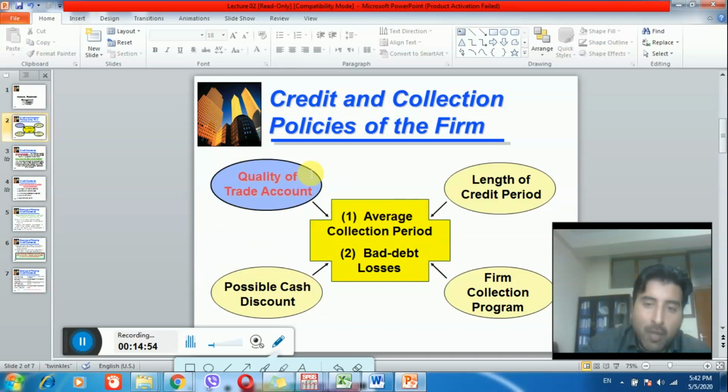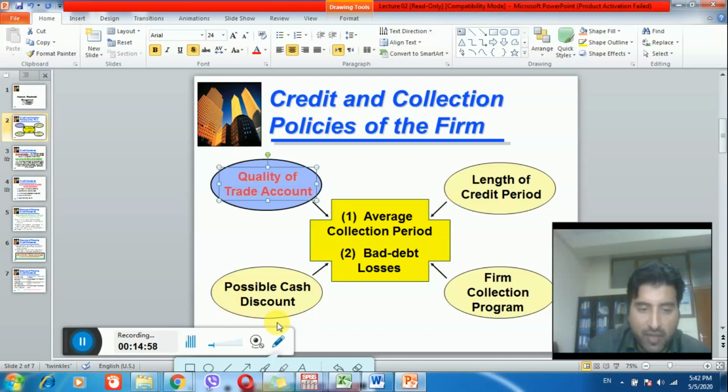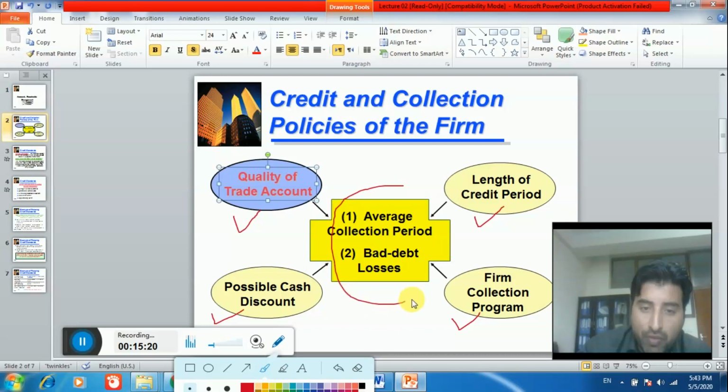Why are we talking about all these four variables: the quality of trade account, length of credit, possible cash discount, and firm collection policy? Because if you don't manage these four components, there is the risk of these two outcomes. What is the risk? Maybe your average collection period is getting larger. If you're not managing all these four variables, maybe your average collection period is getting larger. This is your average collection period.